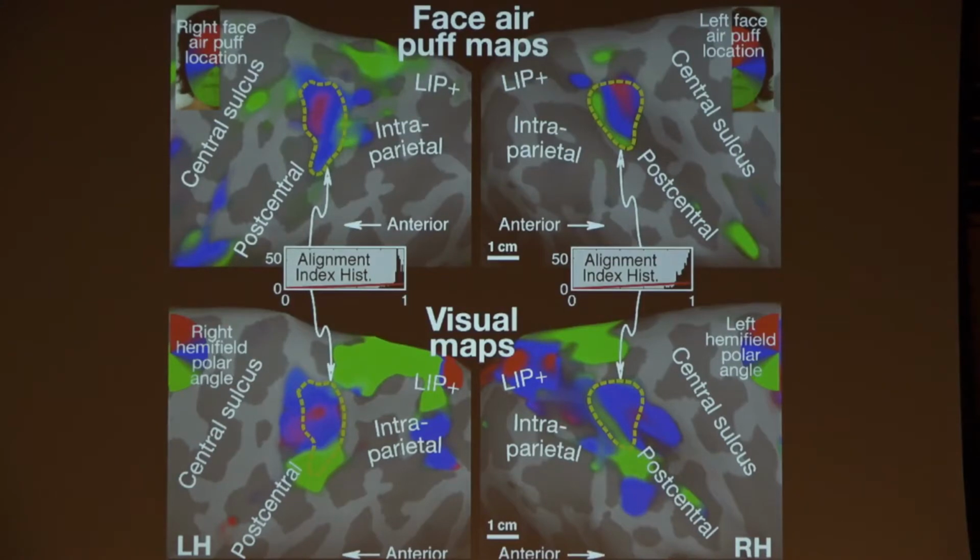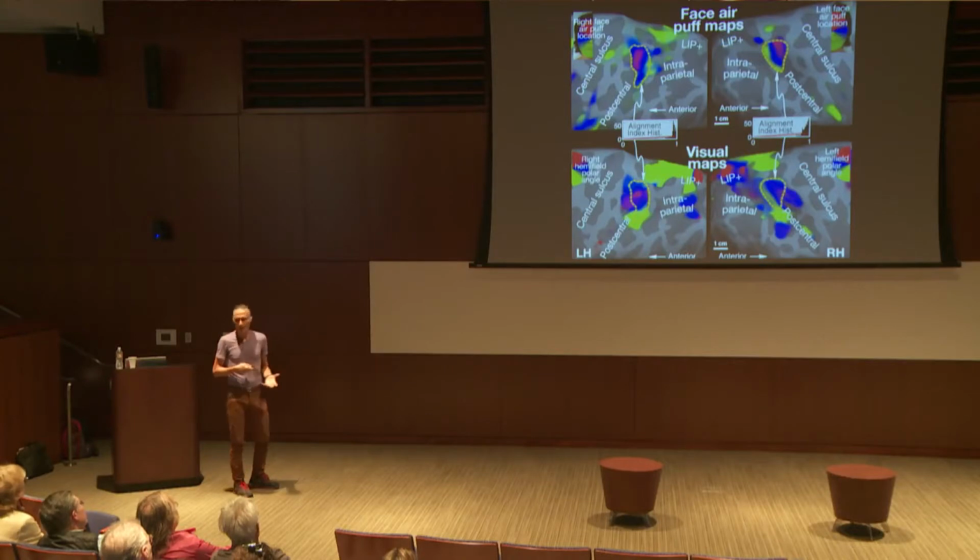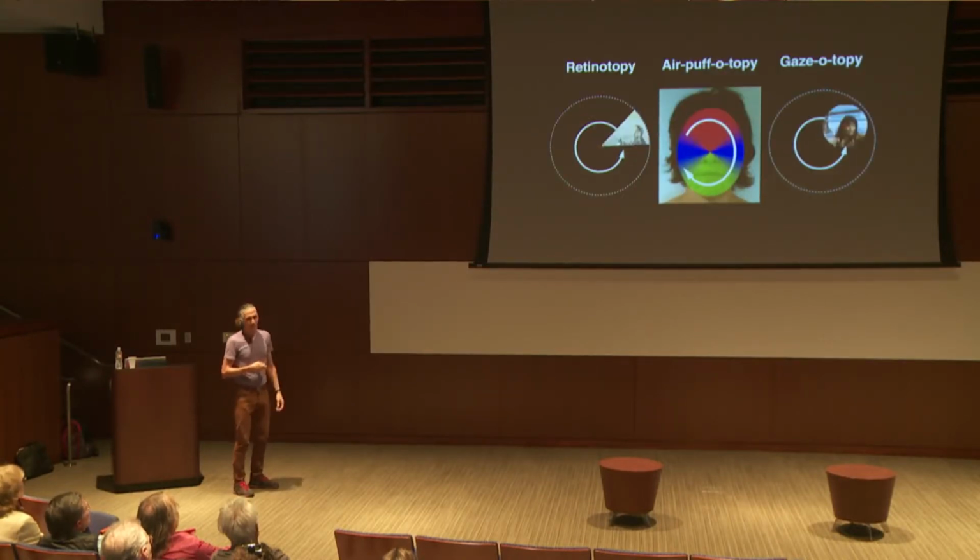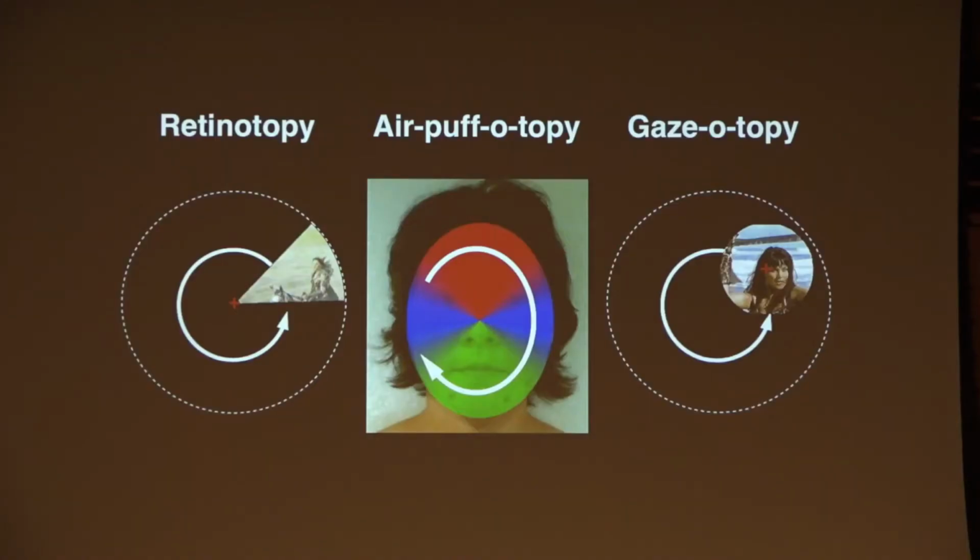This was quite a surprise to people who had been studying it in animals, because they just record here and there and don't sort of map the whole map out. But it turned out to be a reliable map that averages across 24 subjects. It turns out it's not really a retinotopic map, it's a face-centered map.